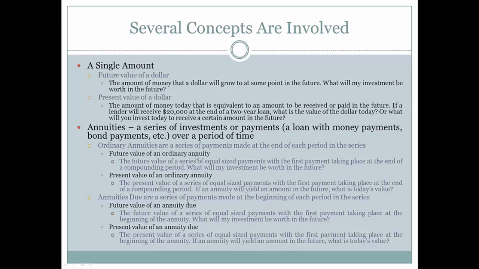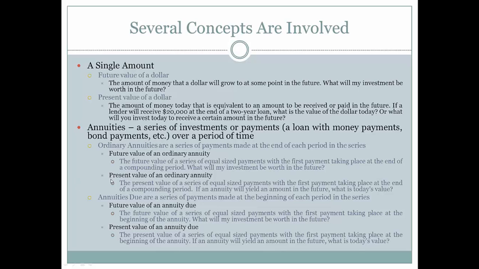So the future value of an ordinary annuity: the future value of a series of equal-sized payments, with the first payment taking place at the end of a compounding period. What will my investment be worth in the future? Compare that to the future value of an annuity due. It's the future value of a series, again, of equal-sized payments, with the first payment taking place at the beginning of the annuity. Again, what will my investment be worth in the future?